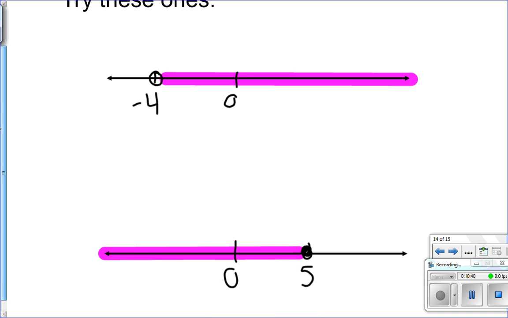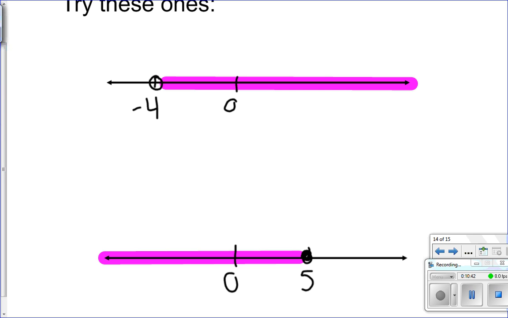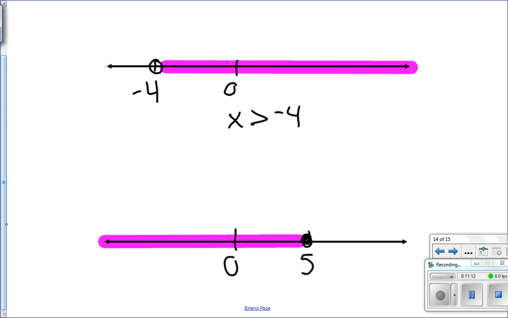Try these ones right here. So this one here is going to be x is greater than -4, because it's shading to the right, so it's everything larger than it, it's everything greater than it. It's an open circle, so I know it's just going to be greater than. It is not equal to, so there's no line under here. And it starts at -4 and goes to the right, so it's -4. And down here, it's everything less than 5. And since it's a filled-in circle, it's equal to as well.